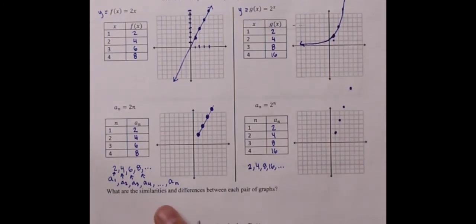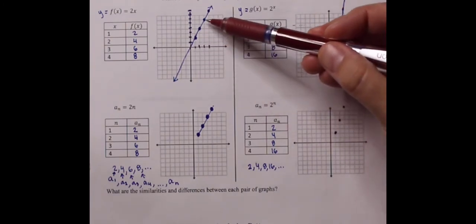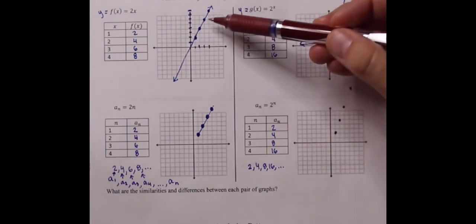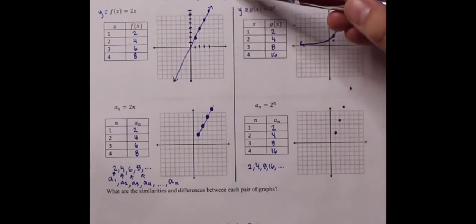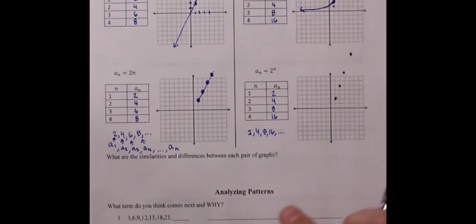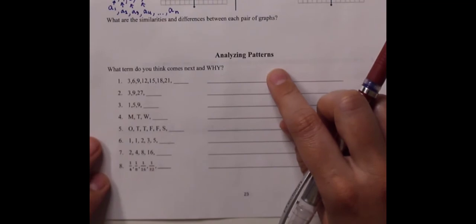So, what are the similarities and differences between each pair of graphs? Well, this is just something that you can put in your own words, so feel free to write this in any way that you want to. One main difference is how this one shoots up drastically, like it grows very quickly compared to this one. This one is just going to go straight, it's linear, it's just going to keep being 2 times our x value. So let's go to analyzing patterns.